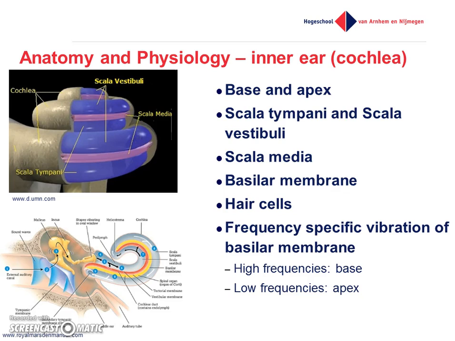Now, on this sheet as well, you see a lot of words you already know and others you don't know. You know the base and the apex of the cochlea. You know that the scalas are tubes, and that we have a scala tympani, a scala vestibuli, and a scala media. But what are the basilar membrane hair cells, and what is meant by frequency-specific vibration of basilar membrane? We'll see this on the next slide.